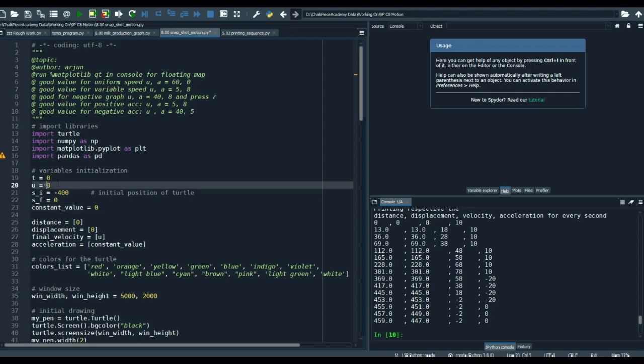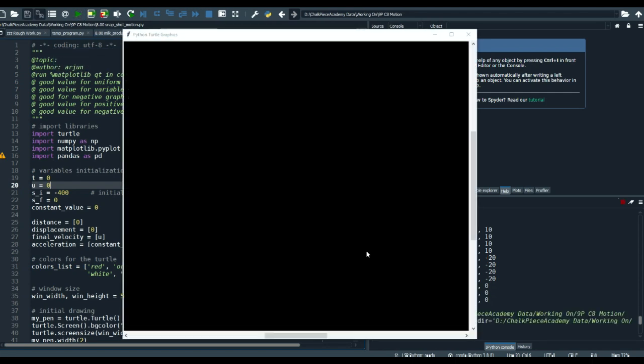I'm making the speed and acceleration and everything 0. You'll understand all of this in time. So I'll just show it to you in this way. Can you see that? The dot, that arrow, is not moving. So let me end the program.